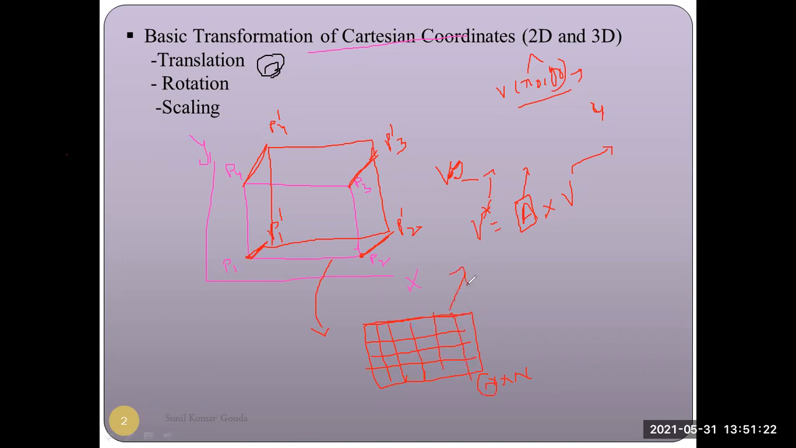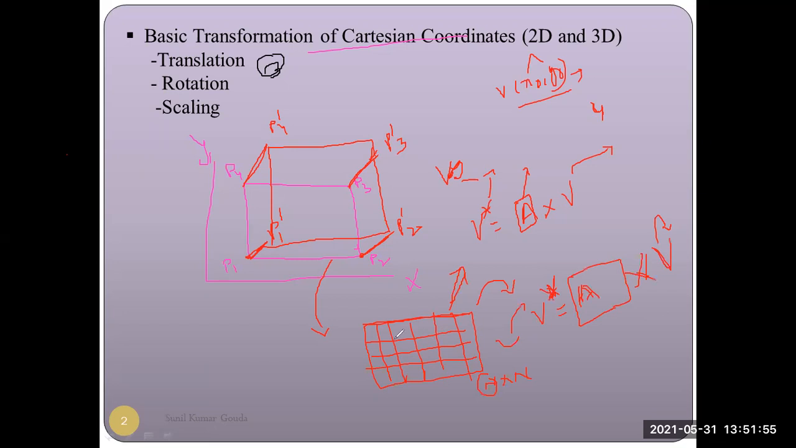So how will you perform transformation? Suppose I say shift this image by some coordinate. Now V star represents your new matrix, and A is your transformation matrix. V will be your original image, or we can say V star is your new transformed image, V is your original image, and A is your transformation matrix.